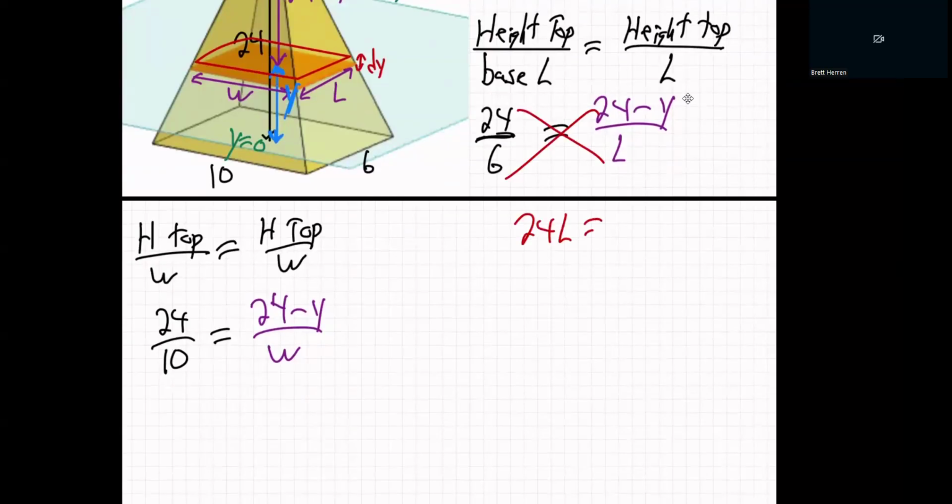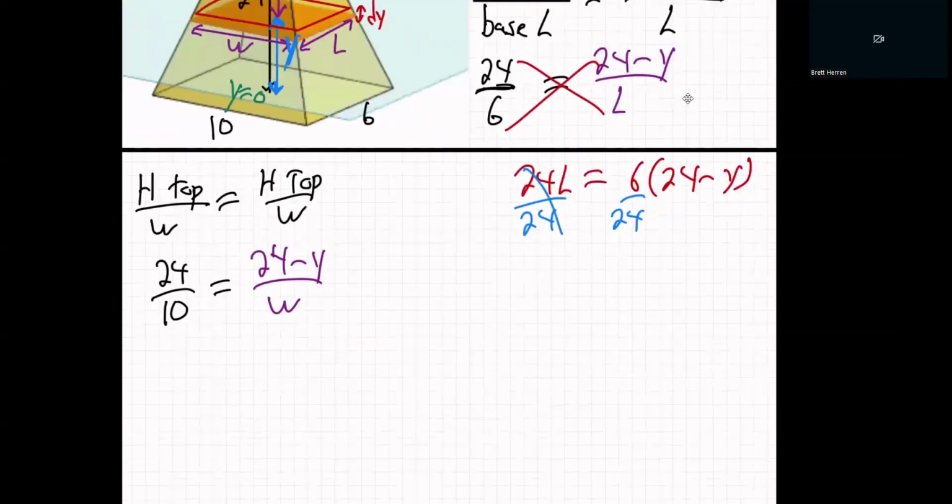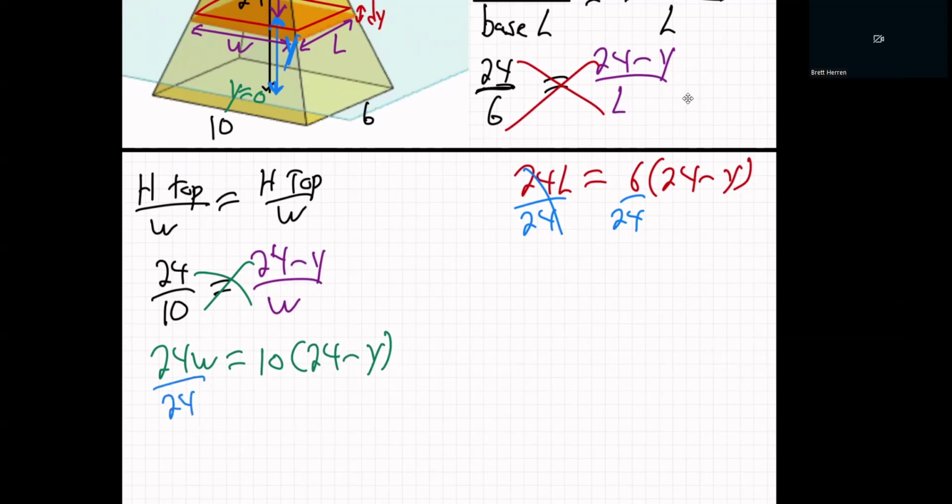All right, so I've got my two relationships in which I can solve for L and W. So I get 24L is 6 times 24 minus y, divided by 24. There's the L. Now let's do the W. Cross multiply: 24W is 10 times 24 minus y, divided by 24. And there's W.